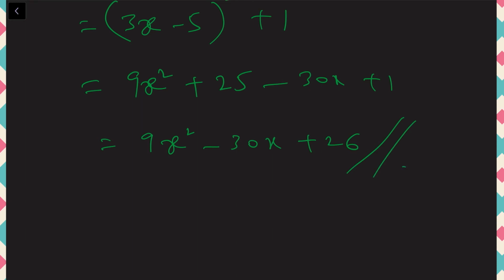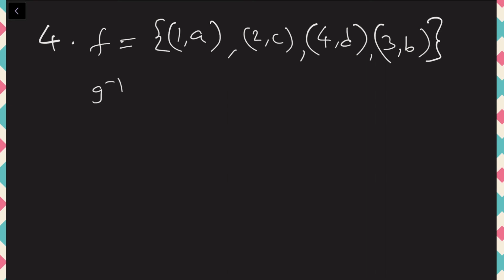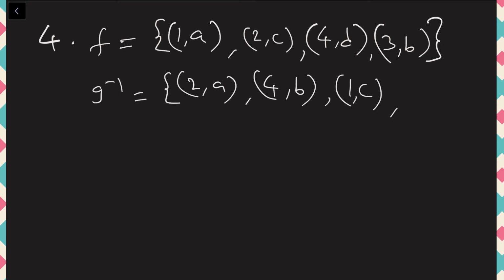Next, let us move to question number 4. Here, question number 4 is given as function F equals 1 comma a, 2 comma c, 4 comma d, 3 comma b. And G inverse is given as 2 comma a, 4 comma b, 1 comma c and 3 comma d.